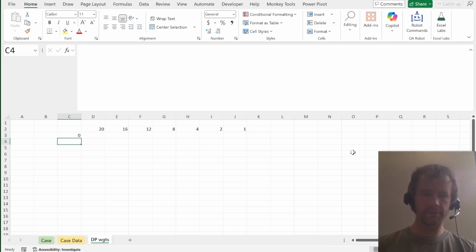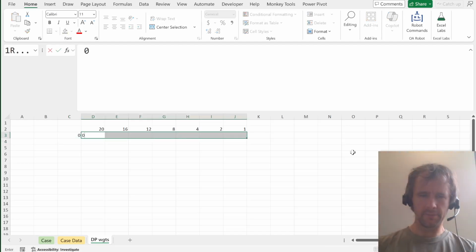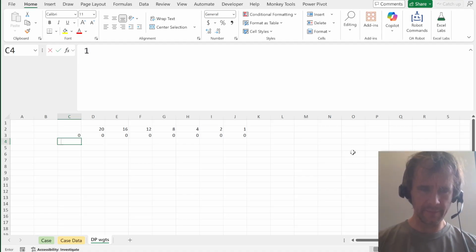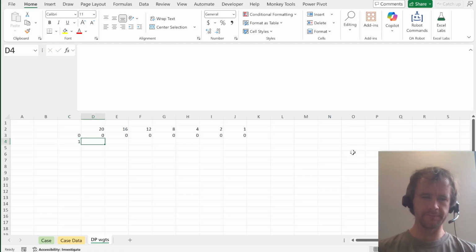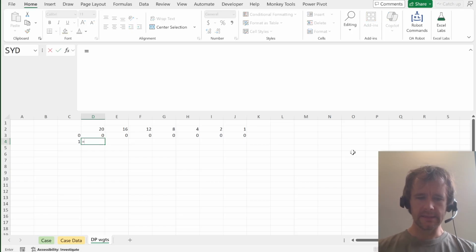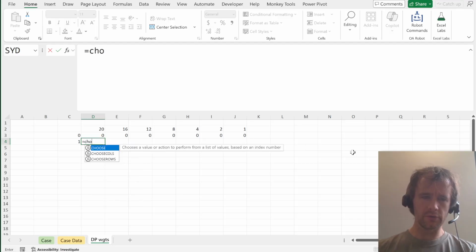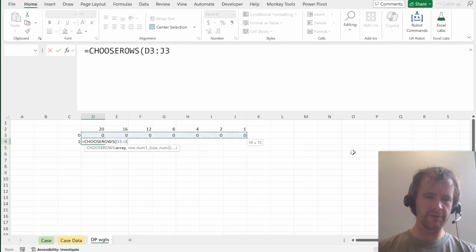And we're going to start off by saying 0 can be made up by all zeros. And then how can we make up 1? Well, the idea is we are going to choose rows from everything above, locking in the 3.